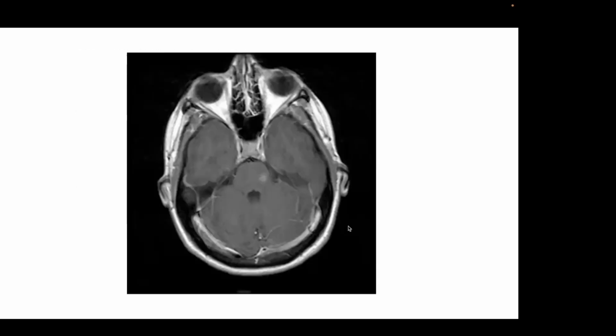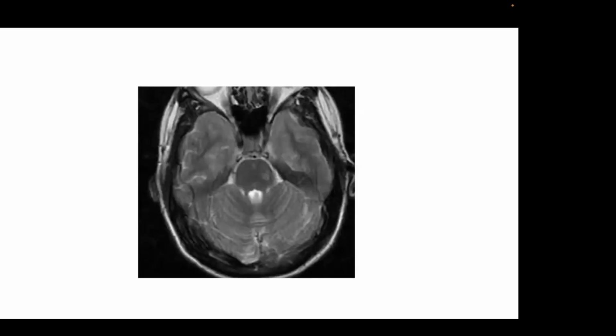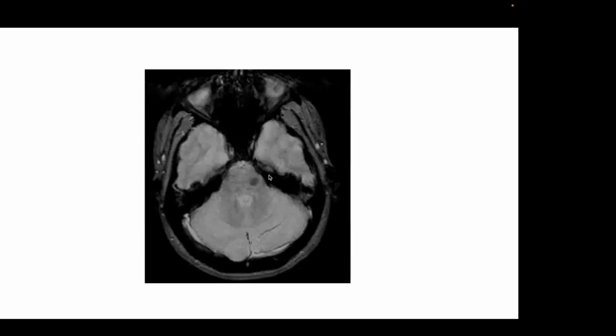Here's another capillary telangiectasia, this one with kind of an irregular border, well seen here in the pons in this patient on the post-contrast T1 scan. This one had a little bit of signal on the T2 weighted scan. Shouldn't be enough for you to suggest a different diagnosis.